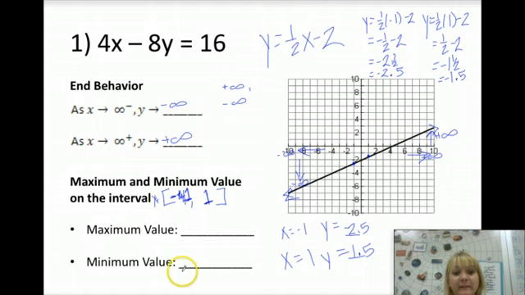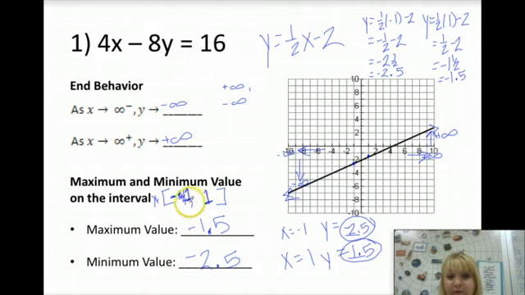Now for our max and min values, for linear functions, you're always going to be given that interval. Our max value is going to be the largest value, so our max value on this interval is negative 1.5. Our minimum value is the smaller value, so our minimum value in the interval is negative 2.5. And one nice thing with linear functions is that for the endpoints of the interval you're given, the y value of one of those is always going to be the max, and the y value of the other one is always going to be the min.